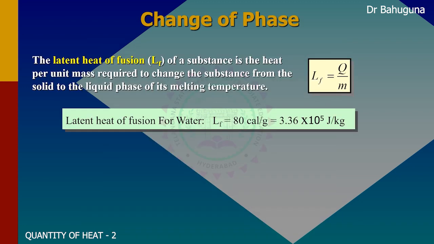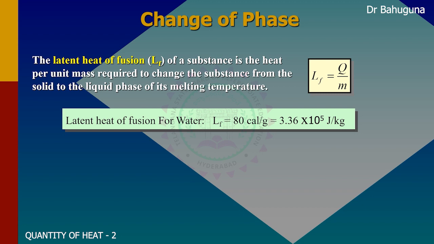So, what is latent heat of fusion? The latent heat of fusion of a substance is the heat per unit mass required to change a substance from solid state to liquid state at its melting temperature. That is, at the melting point, a change of state takes place from solid to liquid. This is called latent heat of fusion, L suffix F. It is equal to Q by M, because Q is equal to M into L.